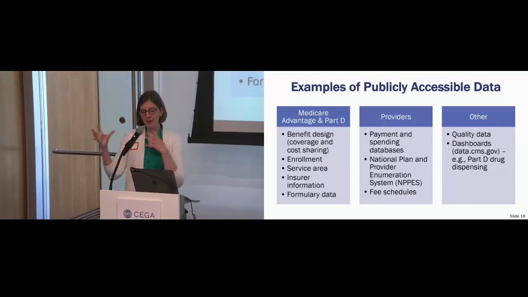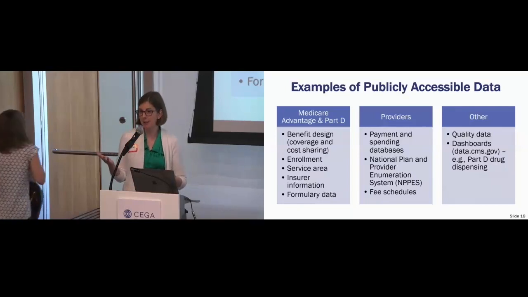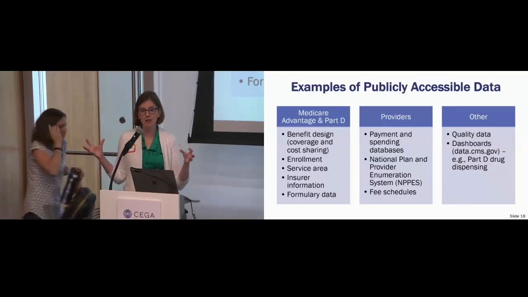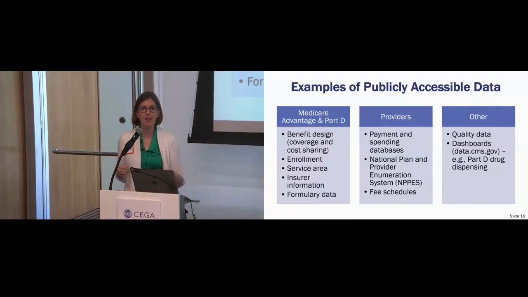Then there's this sort of other category of data, the quality data that I referenced, those star ratings, which exist for the Medicare Advantage plans and Part D plans. They also exist for providers. So there's the Merit-based Incentive Payment System, which is generally primary care clinicians, and they submit data on their quality of care provided. And all of those data are rolled up and provided publicly, so you can see how the different providers rate and how they compare to each other.